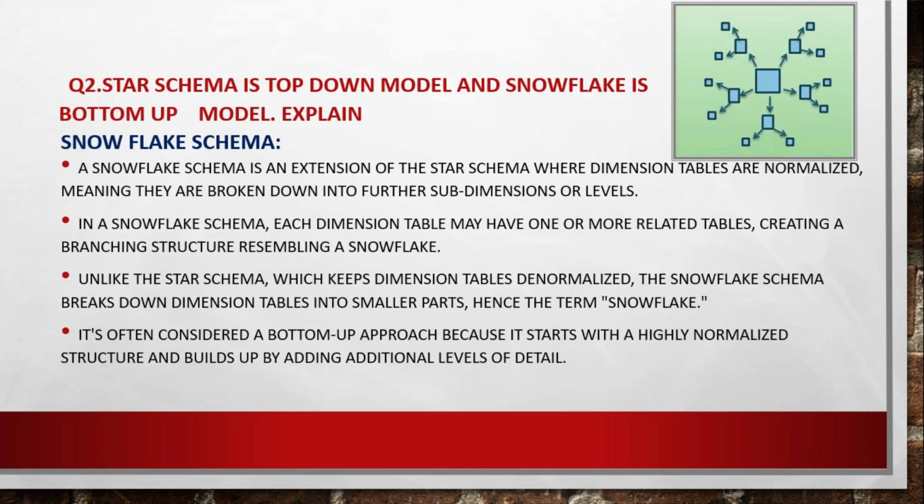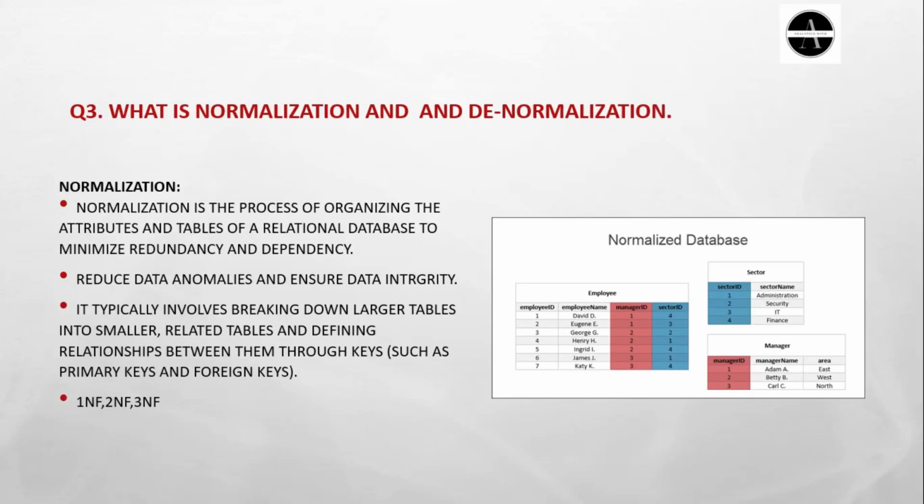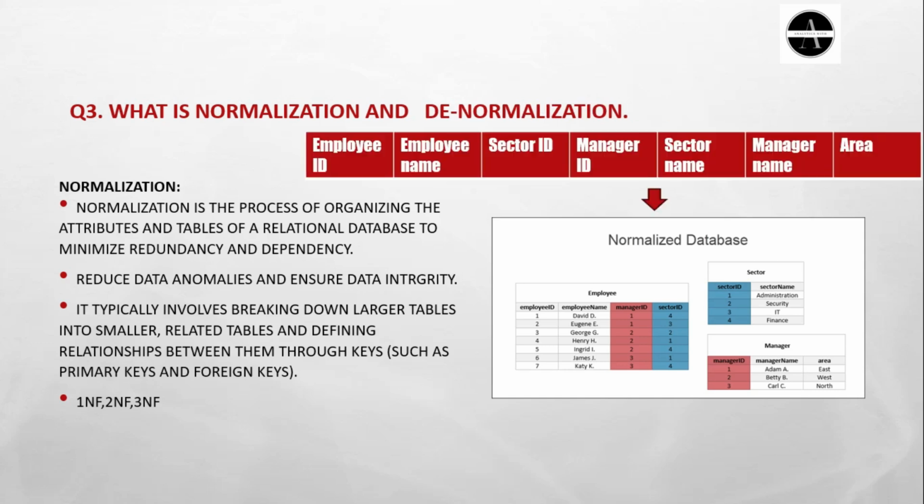Hope you got it. Now, if you are able to answer the previous questions related to snowflake and star schema, and if you mention terms like normalization and denormalization, then the interviewer might ask a further question like: what is normalization and denormalization? So, the answer is: normalization is a process of organizing the attributes and tables of a relational database to minimize redundancy and dependency.